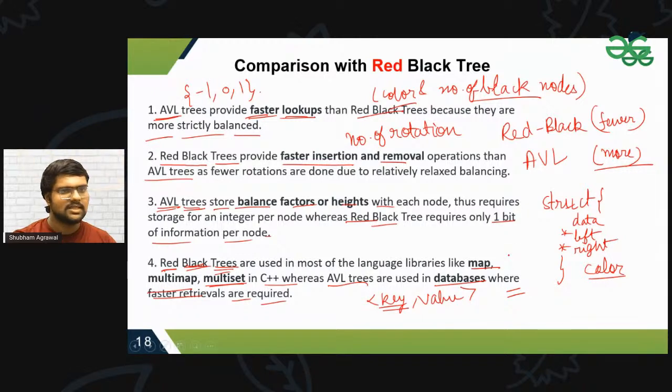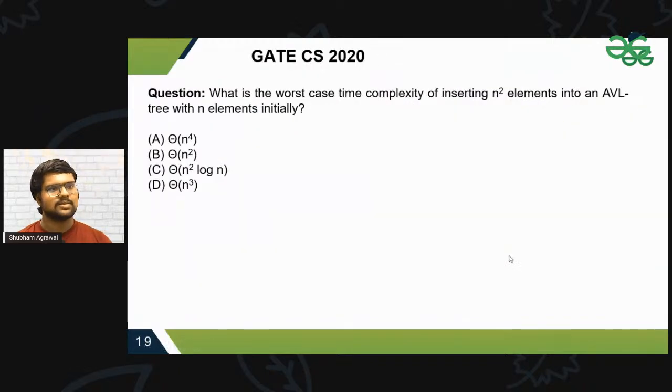Now let's see some GATE questions. This question was asked in GATE CS 2020, so it was asked in the previous year. In this question we have to find the worst case time complexity of inserting n square elements into an AVL tree with n elements initially. So we have an AVL tree with n nodes.